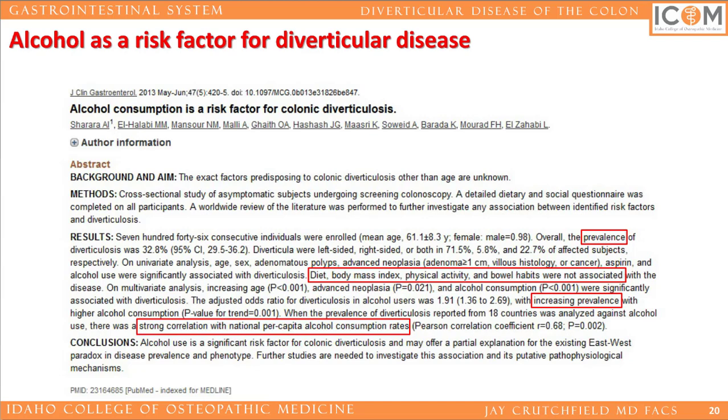Interestingly, this paper found increasing prevalence of diverticulosis with higher alcohol consumption, thus making a strong correlation with national per capita alcohol consumption rates. Their final conclusion was alcohol use is a significant risk factor for colonic diverticulosis, and this relationship may offer a partial explanation for the existing east-west paradox in disease prevalence and phenotype.